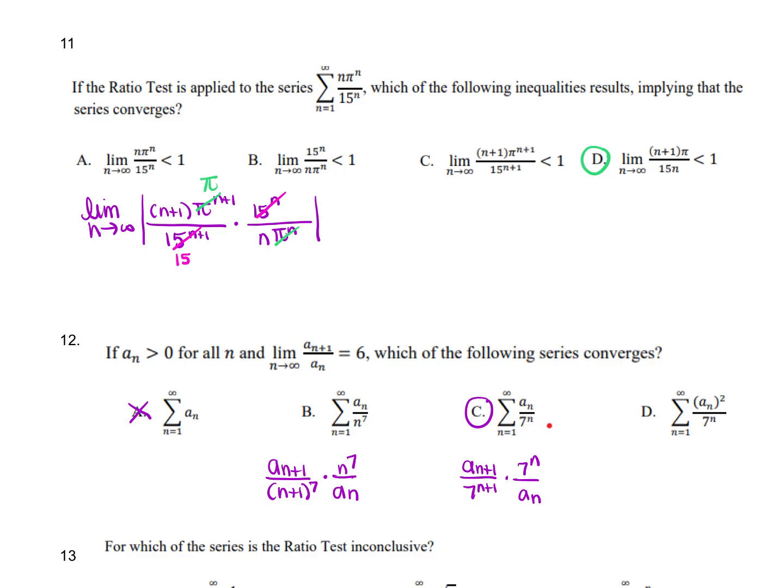If we have it written this way, again, a_n plus 1 over 7n plus 1. I write my 7 over here. Now these guys cancel and leave me with a 7 on the bottom. So on the top, we'd have 6. On the bottom, we'd have 7. And we know that is less than 1. So that's going to converge.